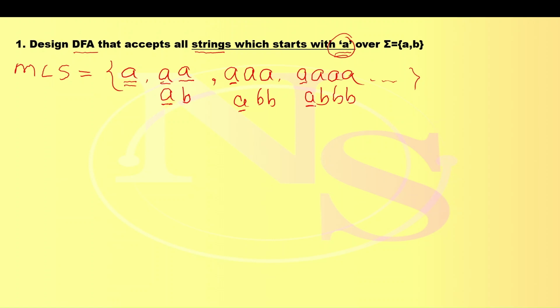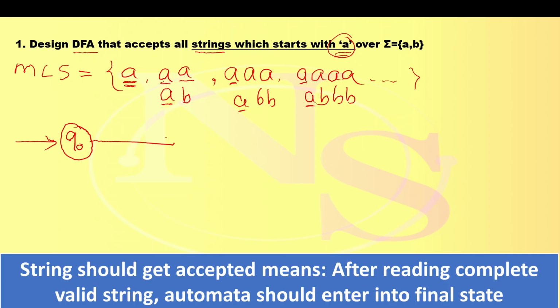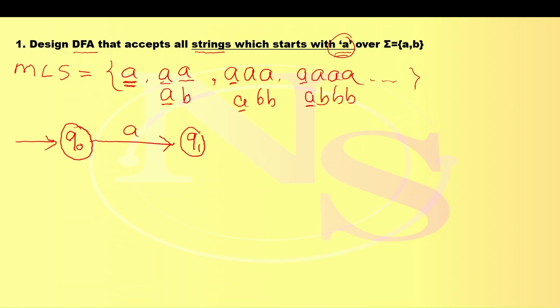Now start designing the automata. Q0 is our starting state. The first minimum length string is A. A should get accepted. It means what? From Q0, the transition of A should go to the final state. Suppose Q1 is the final state. So the transition of A is going to the final state, and A gets accepted.